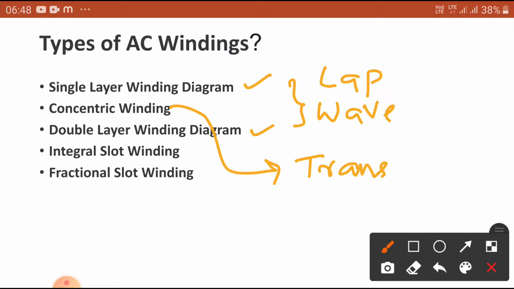Okay, so there is no pitch factor. So there is a full pitch and this is a distribution winding. Okay, so integral slot winding and fractional slot winding are special purpose machines designed for industrial purposes. Okay, so here the majority of windings we are going to use are lap winding and wave winding, whether single layer or multi layer windings.